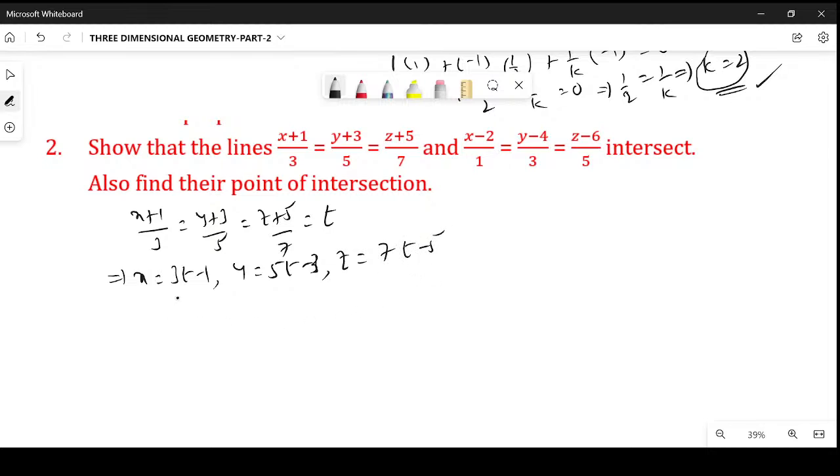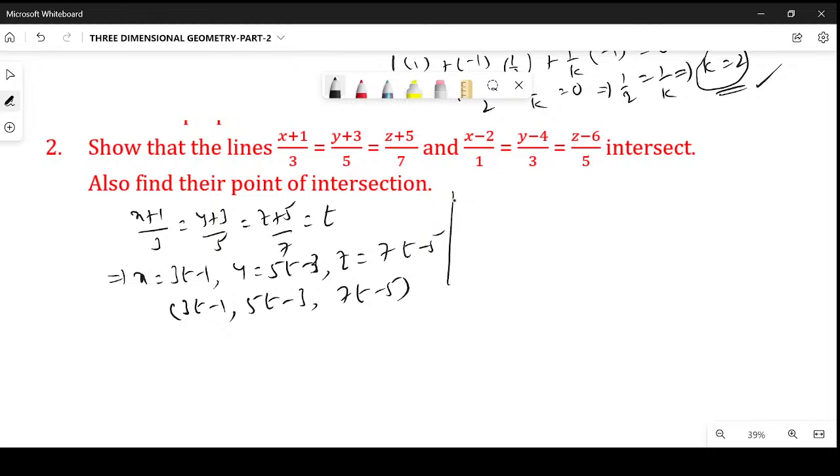So this is the general point on the first line that I can consider, any point on the line. This is a point (x, y, z) on the line. I can take the point (3t - 1, 5t - 3, 7t - 5) as a point on the given line.